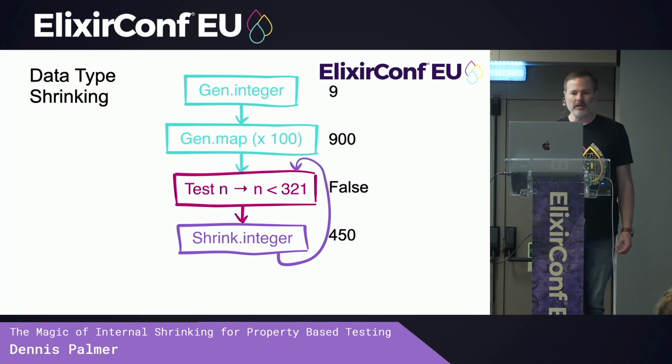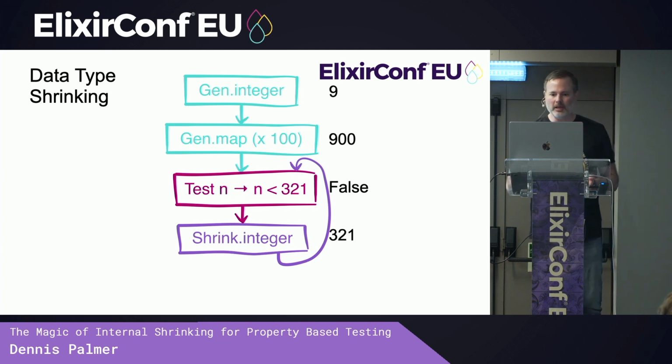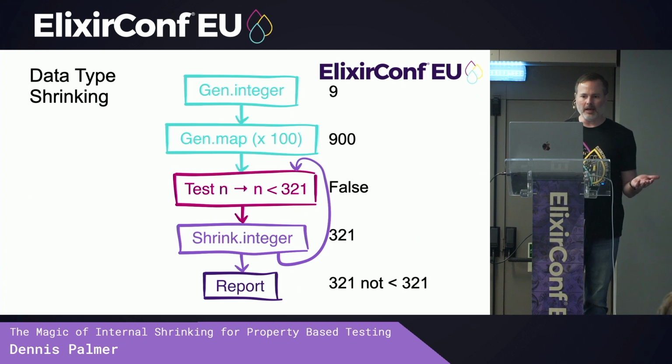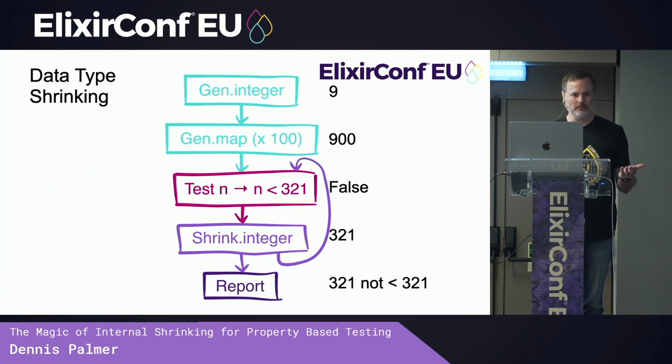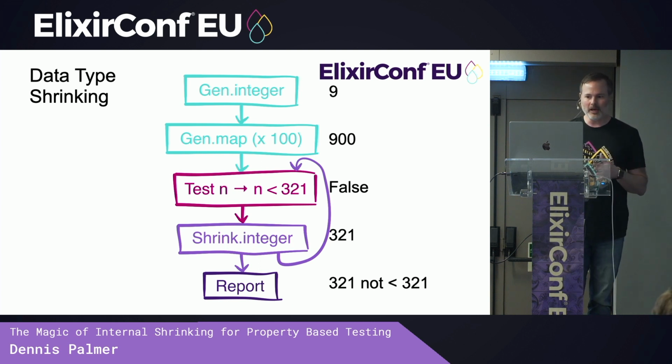And so it might try 450, which was 900 divided by 2, and then it might subtract 1, or however it's going to find a minimal value, all the way down to it finds 321, and it reports on that. It says 321 is not less than 321, which is true, but 321 is not a value that our generator ever would have produced, so it's not really very helpful.